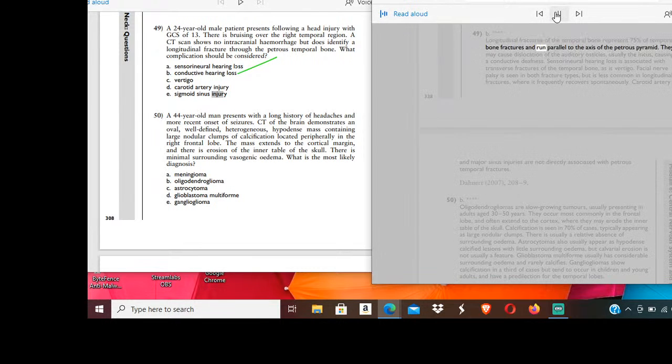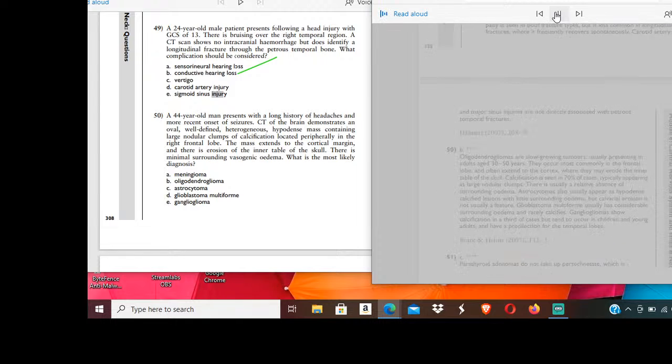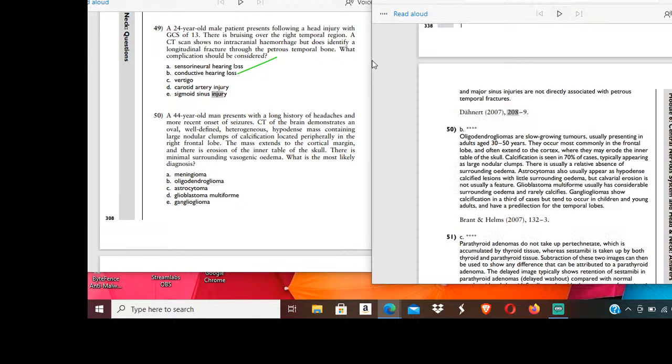Longitudinal fractures represent 75% of temporal bone fractures and run parallel to the axis of the petrous pyramid. They may cause dislocation of the auditory ossicles, usually the incus, causing a conductive deafness. Sensorineural hearing loss is associated with transverse fractures of the temporal bone, as is vertigo. Facial nerve palsy is seen in both fracture types, but is less common in longitudinal fractures, where it frequently recovers spontaneously. Carotid artery and sigmoid sinus injuries are not directly associated with petrous temporal fractures. Dähnert, 2007, 208.